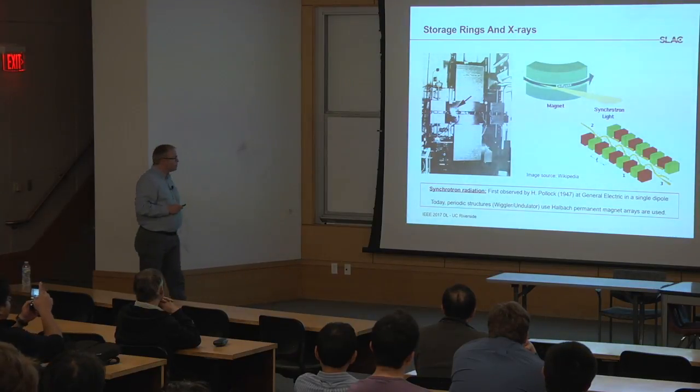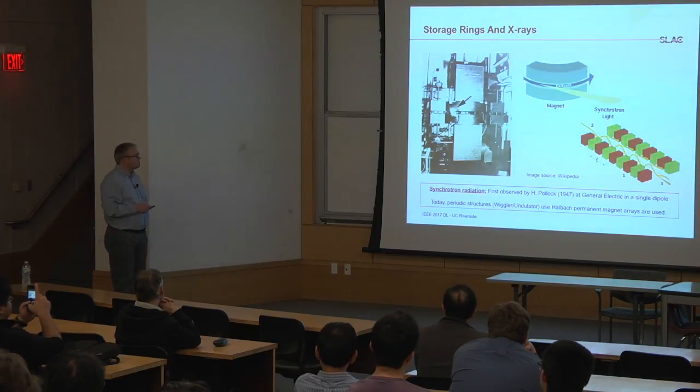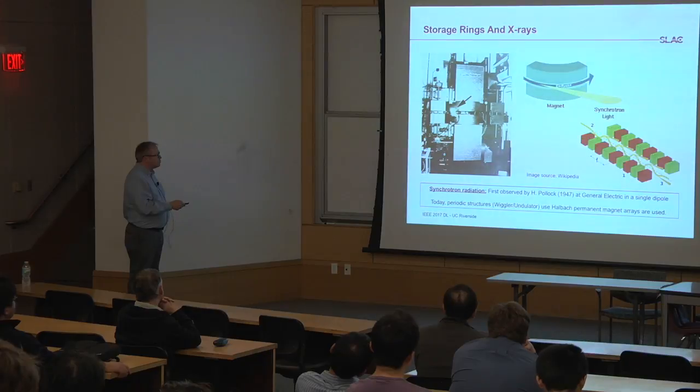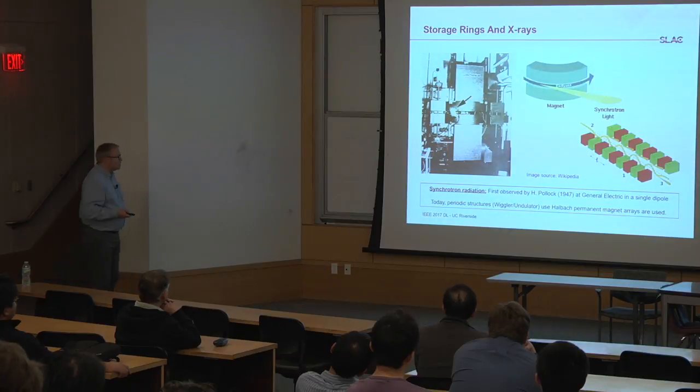Now, a couple of years later, people had the idea, so instead of just having an electron beam being deflected by one magnet, why don't we just have lots of magnets in succession, and then have the electron beam wiggle or undulate through such a structure, and that even gives you much more intensity. And this is essentially how nowadays we produce X-rays.